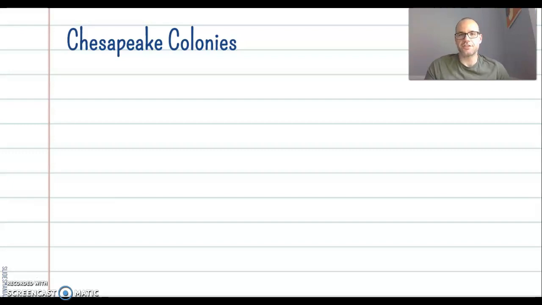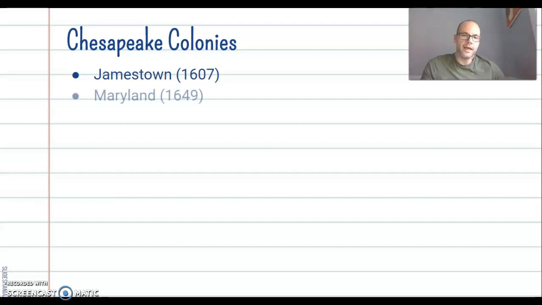First, we're going to start with the Chesapeake Colonies. They're called this because the region they're in, present-day Virginia, is called the Chesapeake Bay. Our first colony is Jamestown in 1607, and then we're also going to talk a little bit about Maryland. We'll move into some of the life and the social structures of these colonies and interactions with Native Americans, okay?